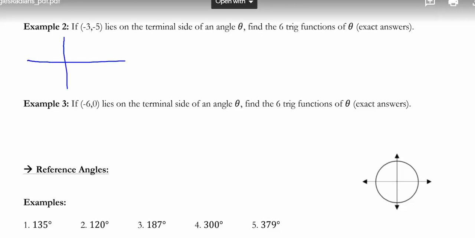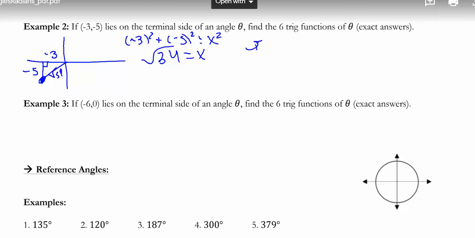So (-3, -5), that's going to be down here. It always gets theta to the origin, and it always drops a perpendicular down to your x-axis. So I went to the left 3, and I went down 5, is how I got to that point. So now I'm going to have to do (-3) squared plus (-5) squared equals x squared. That's 9 plus 25, which is 34. So x is the square root of 34.